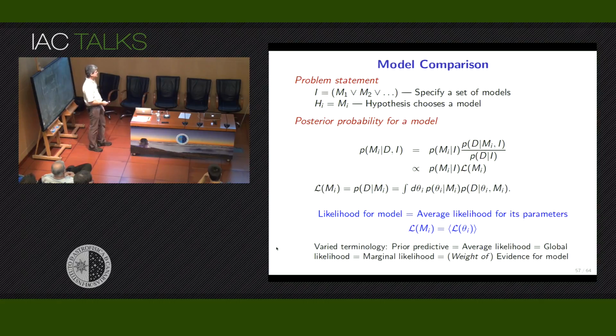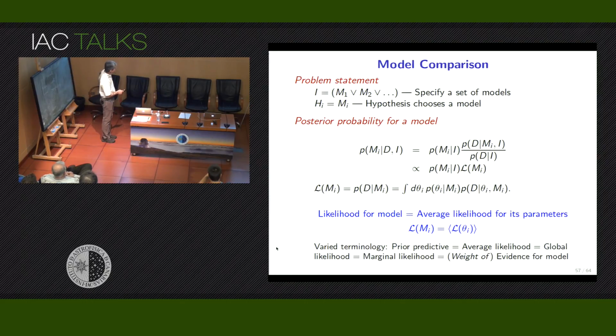Something like this does not arise in any natural way in frequency statistics. The idea that the likelihood of a model with uncertain parameters is the average of its likelihood function, weighted by the prior. There's varied terminology for this. I've already mentioned a little bit about it already. In terms of what it means as a function of the data, it's the prior predictive for the data.